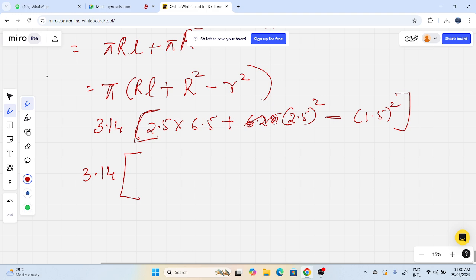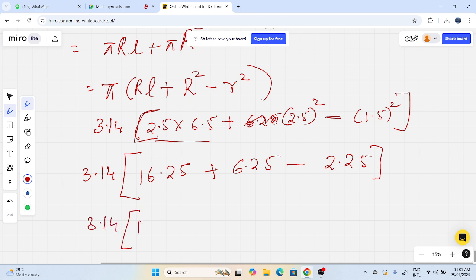Okay, let us do 2.5 into... see guys, if you don't do these questions, it will be tricky. I need to check. 2.5 into 2.5 is 6.25. Then 1.5 into 1.5 is 2.25.